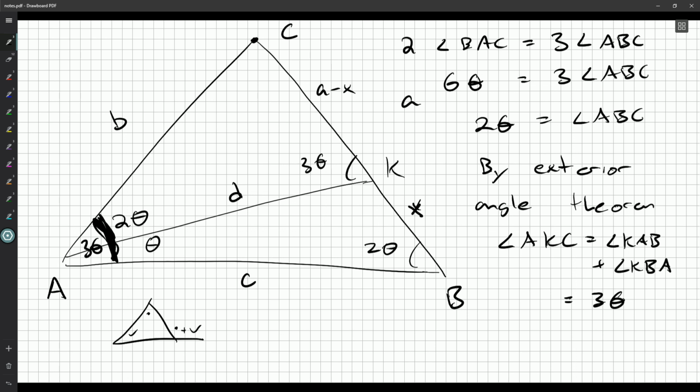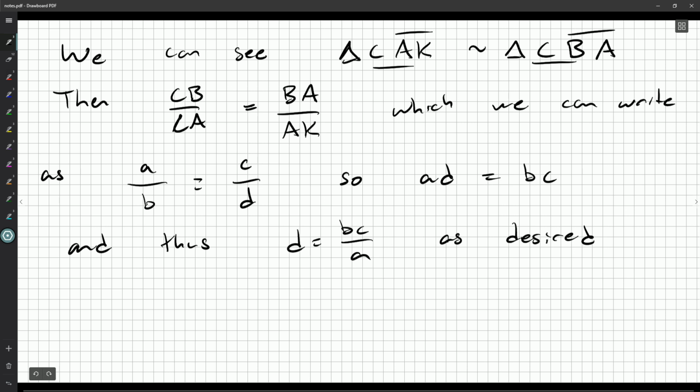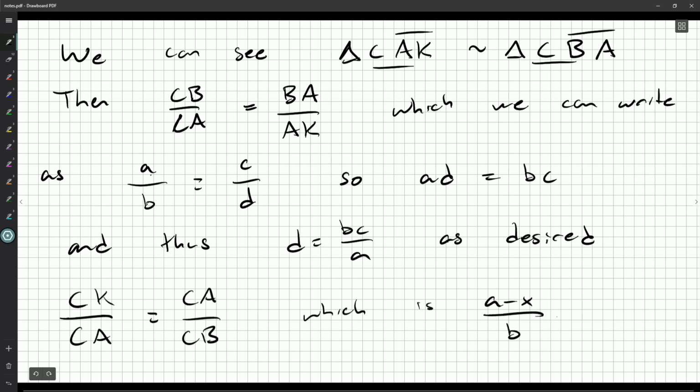Let's think for a moment. CK is x. So CK is to CA as, let's get ones involving A and B. So that's the same as CA is to CB, which is, so CK is A minus X, CA is B, CA is still B, and CB is A here. Oh, that's going to do it.